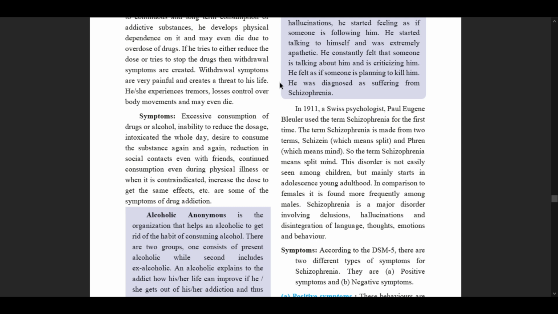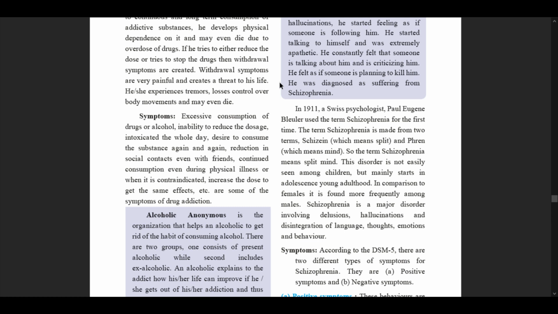So the term schizophrenia means split mind. This disorder is not easily seen among children but mainly starts in adolescence and young adulthood. In comparison with females, it is found more frequently among males. Schizophrenia is a major disorder involving delusions, hallucinations, and disintegration of language, thoughts, emotions, and behavior.